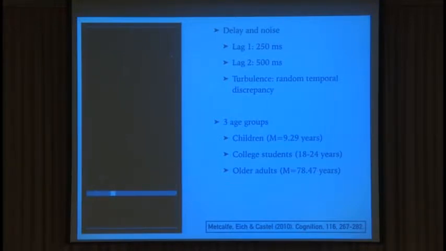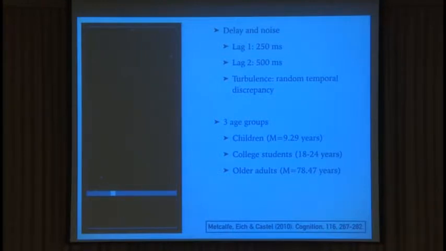And the delays can be quite large. It's either 250 milliseconds or 500 milliseconds. And there's also a condition they call turbulence. Still delay, but it's random. So they have two values here, and they're sort of trying to map that with the same lag values, but it varies. So you have no idea how much delay is following your input.